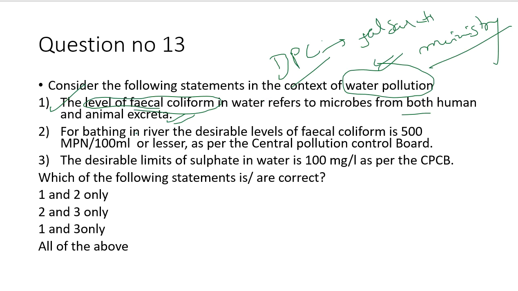When it comes to bathing in a river, the desirable level of fecal coliform is 500 MPN, the minimum permissible limit per 100 ml. The fecal coliform must not be more than 500 MPN per 100 ml for bathing in the river, according to CPCB, the Central Pollution Control Board. So this option is also correct.